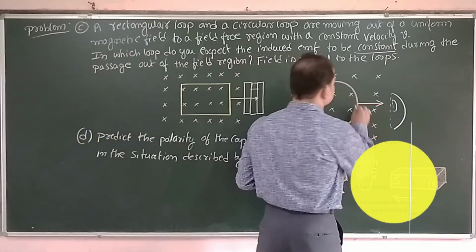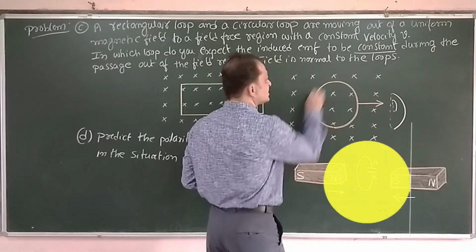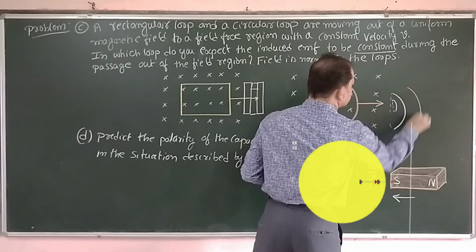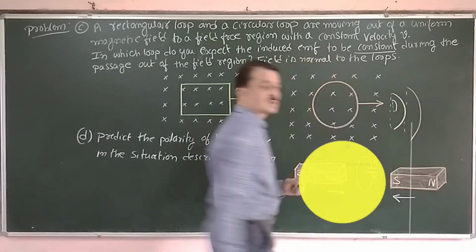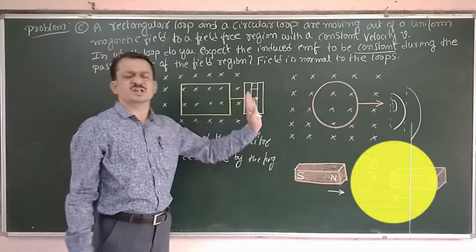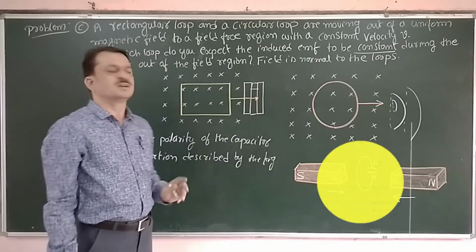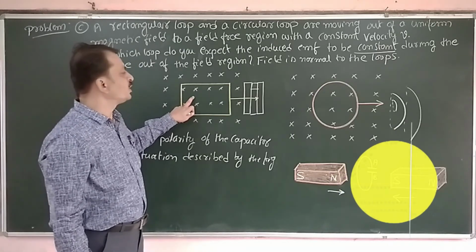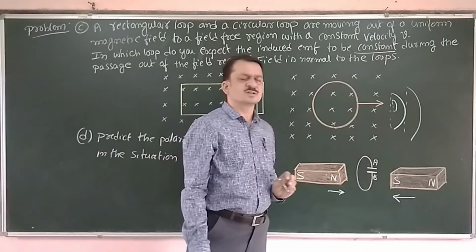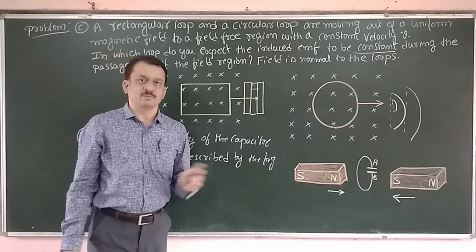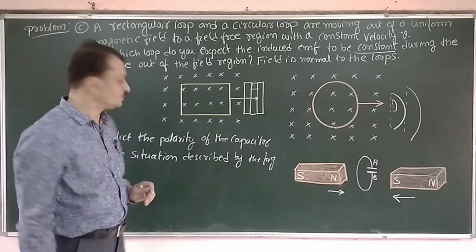I have understood this concept. Here, since it is moving away, the area of cross section becomes larger and larger. But here that is not the case. Here the area of cross section in each case is constant. Therefore, in the rectangular loop, we expect a constant induced EMF, but in the circular loop, we cannot expect a constant induced EMF or current.